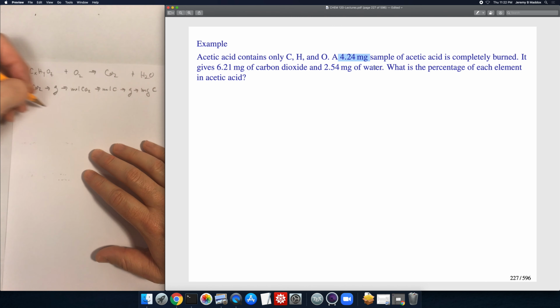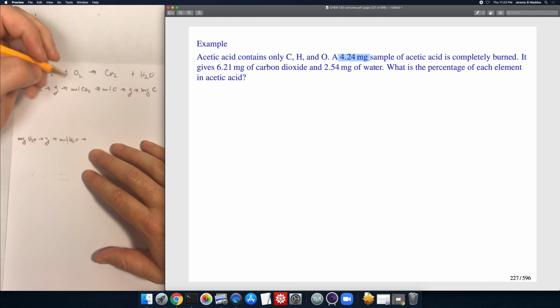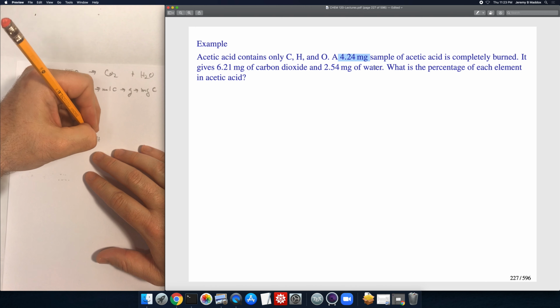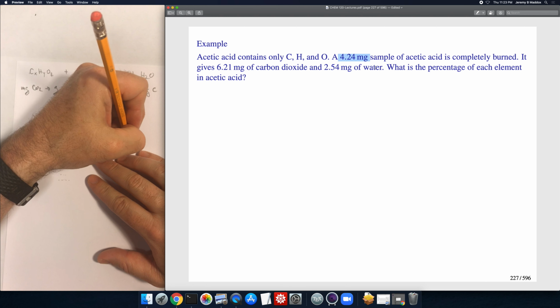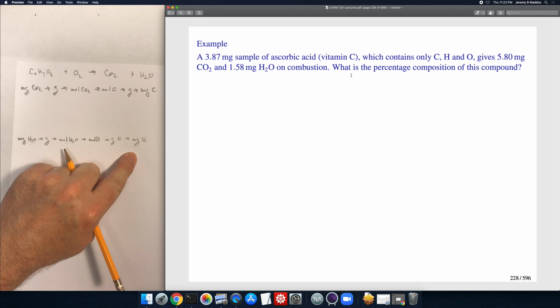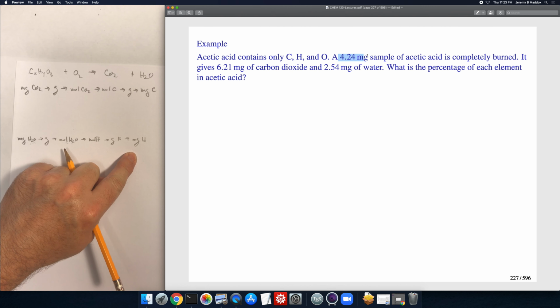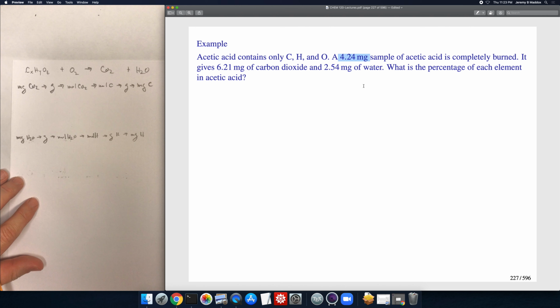Okay, so we're going to do that calculation. I'll set that up here. We're also going to do a similar calculation for hydrogen: milligrams of water to grams of water to moles of water. Then we're going to convert that to moles of hydrogen, then to grams of hydrogen, to milligrams of hydrogen. We can take that milligrams of hydrogen, again divide it by the total mass of the sample, multiply by 100, and that gives us our percentage of hydrogen. Okay, so let's set up those two calculations right now.